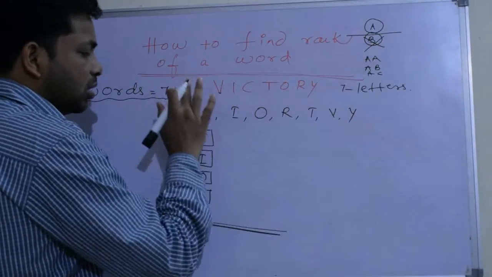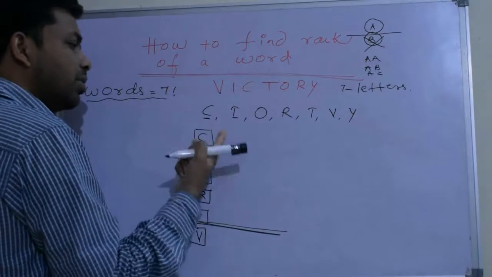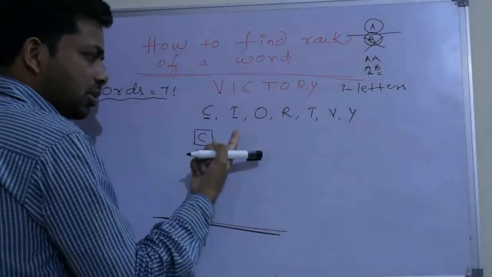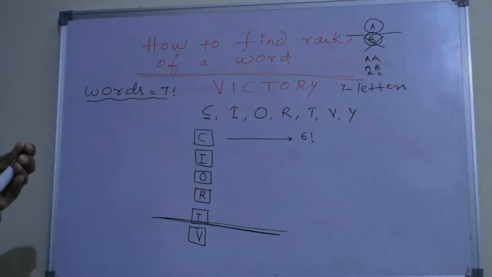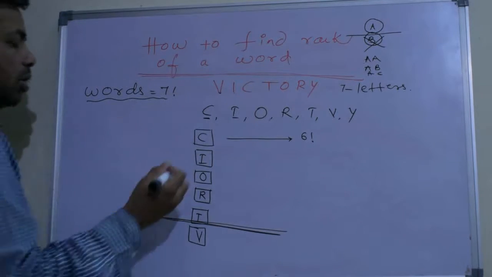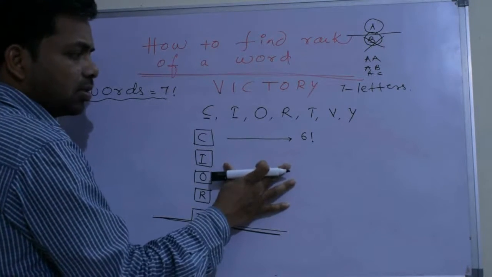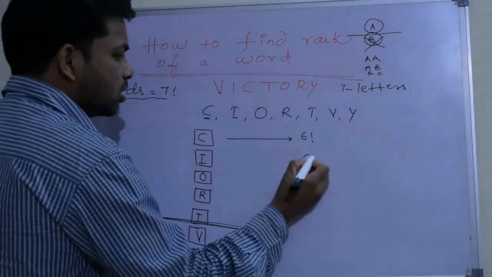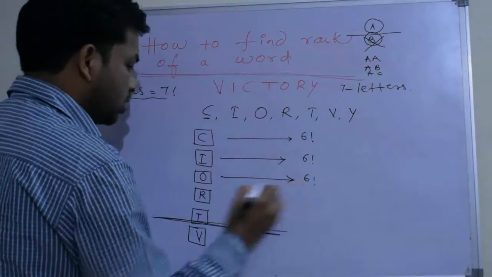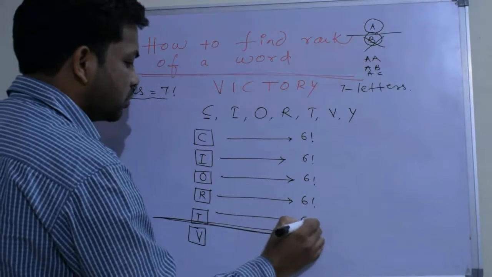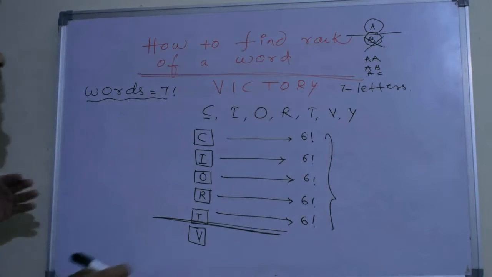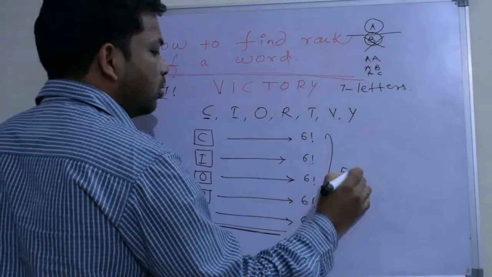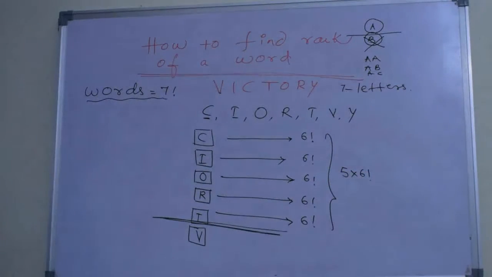Actually we have 7 letters. Out of that, the first place is fixed. So the remaining places, how many? 6 places and 6 letters, which can be arranged in 6 factorial ways. Similarly, if it starts with I, the remaining 6 places and 6 letters give 6 factorial ways. This is also 6 factorial ways, and this too. So totally, 6 factorial added 5 times, that is 5 into 6 factorial.